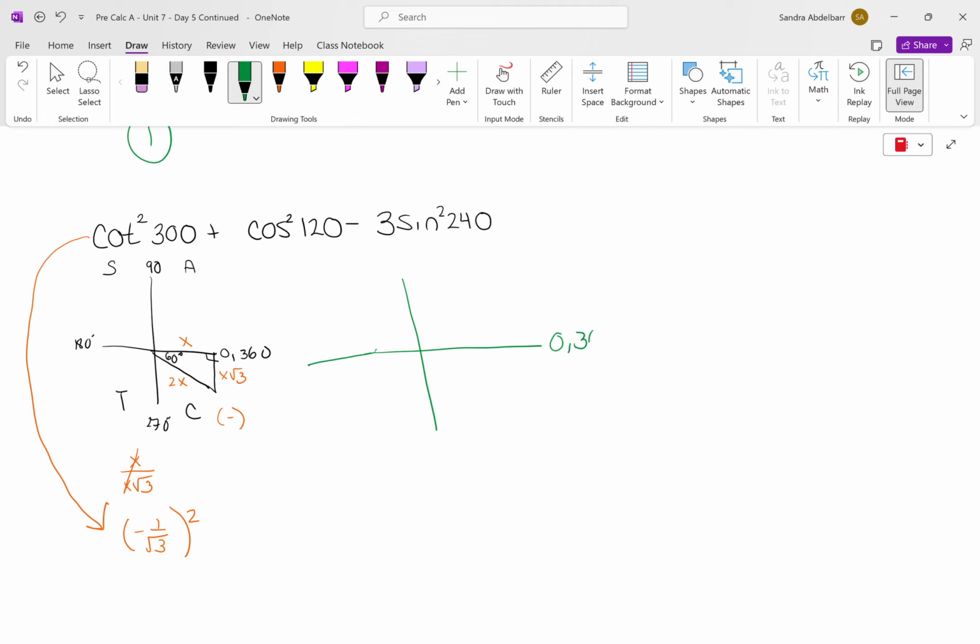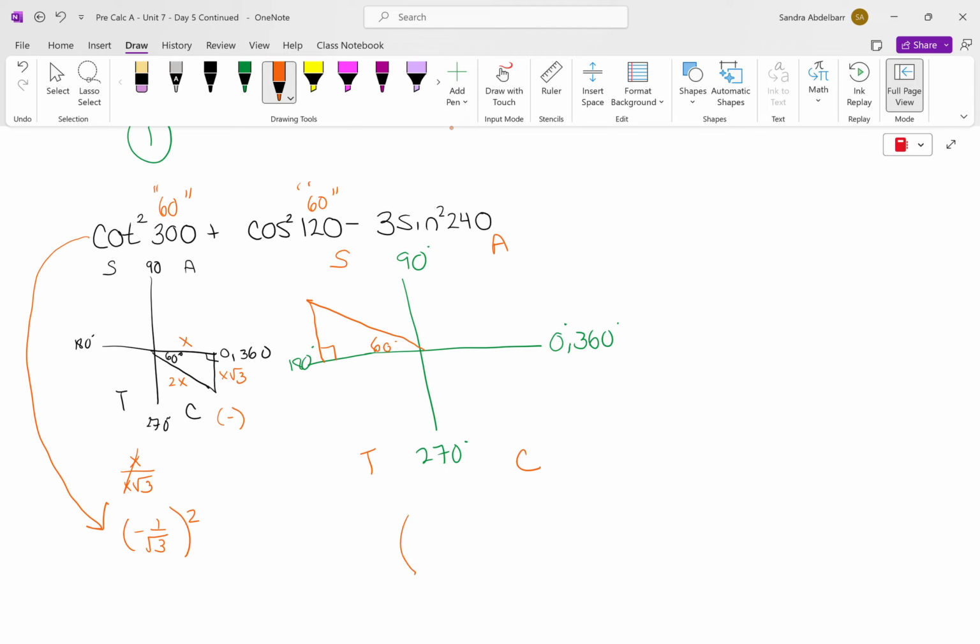So now we have cosine of 120. Remember, this is 0, 360. This is 90. This is 180. This is 270. So 120, once again, all students take calculus. 120 degrees is in quadrant 2. I'm going to drop and make a right triangle out of it. So this, once again, is 60. So this was 60 for us. This is another 60 for us.